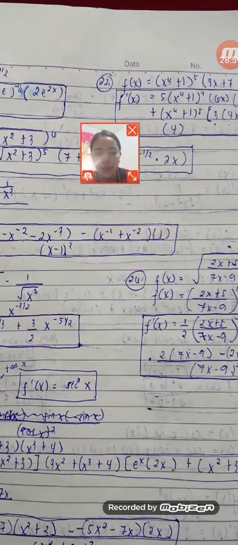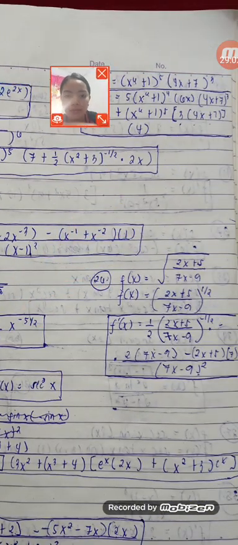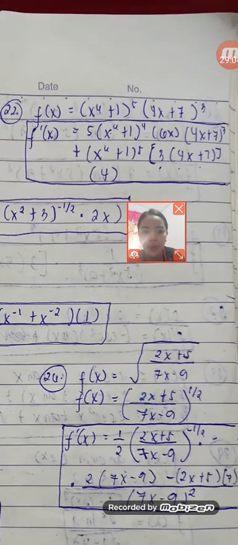For item number 22, we have here f of x is equal to the quantity of x to the 4 plus 1 raised to the power of 5 multiplied by the quantity of 4x plus 7 raised to the power of 3. So in this part, we need to use the product rule. Why? Because we have here first and second.